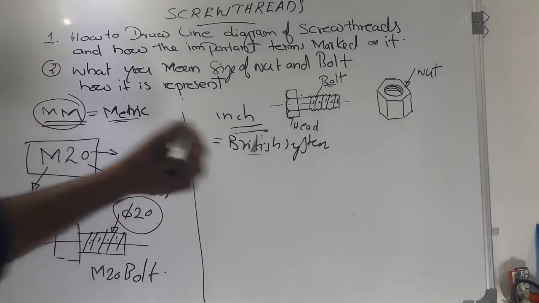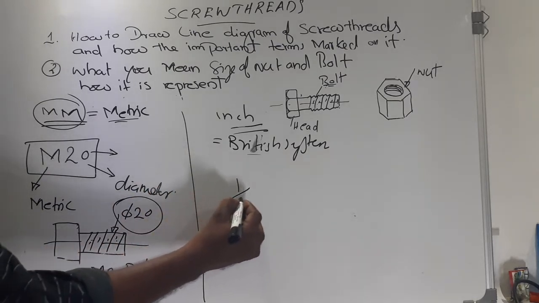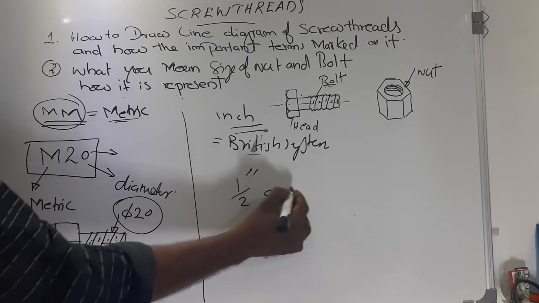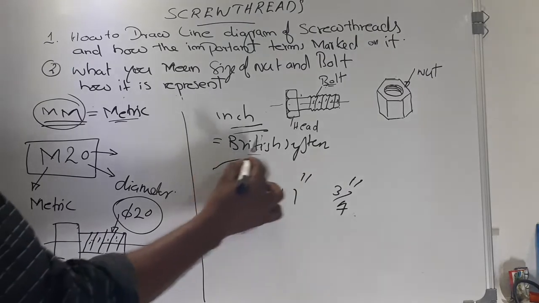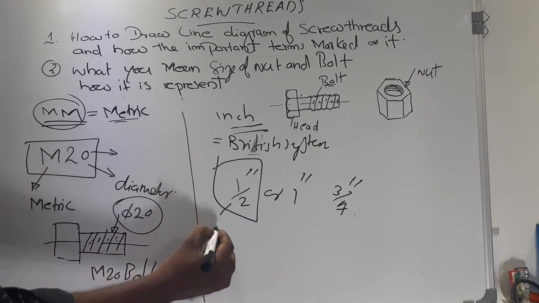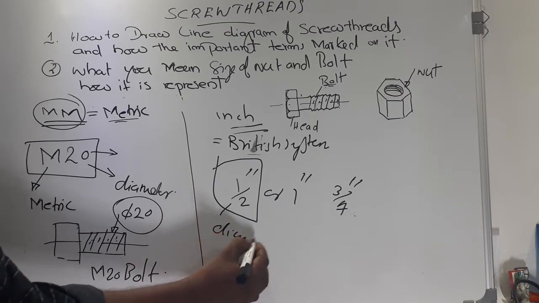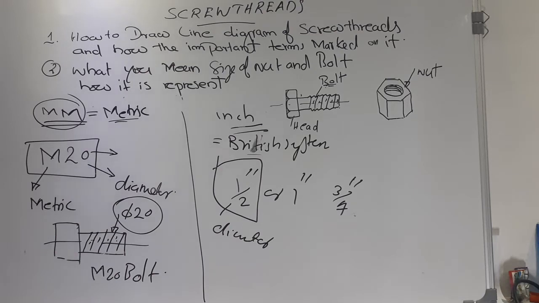Similarly, in the case of the British system, how can we represent its diameter? That is represented by half inch or 1 inch or 3 by 4 inch. That means this numeral value indicates its diameter, which is kept in the inch system of units.